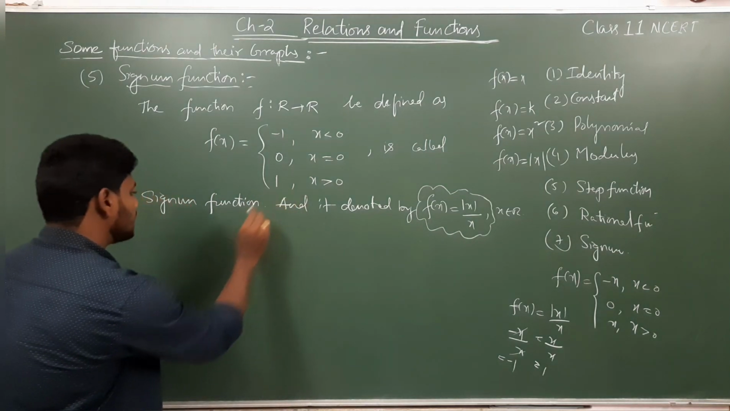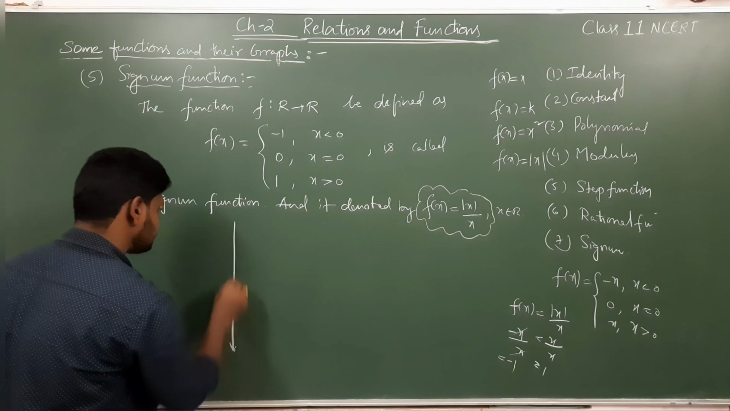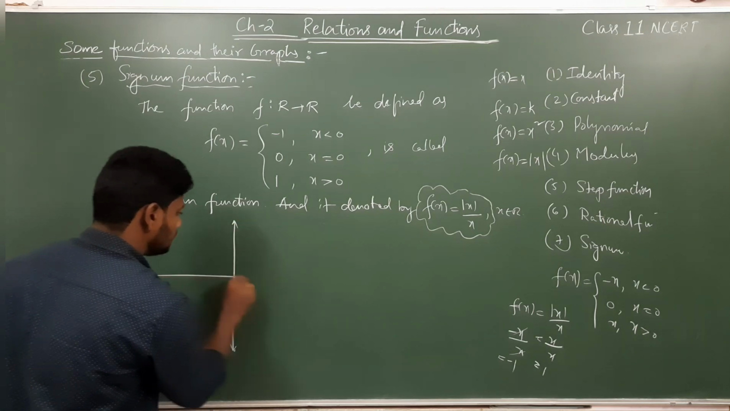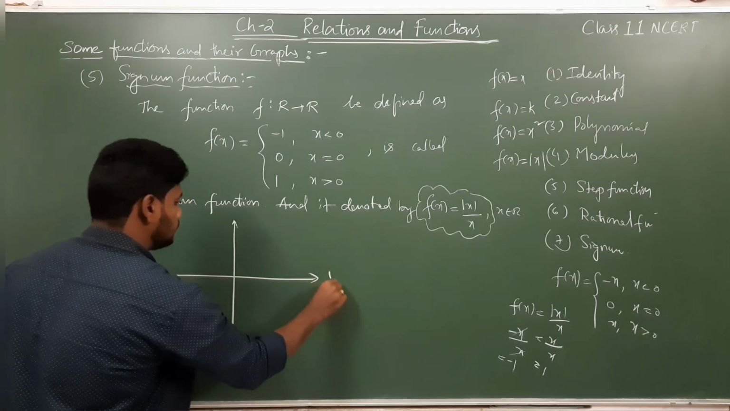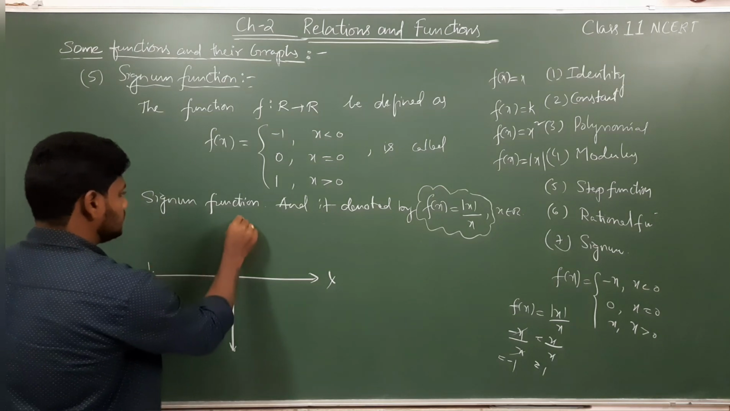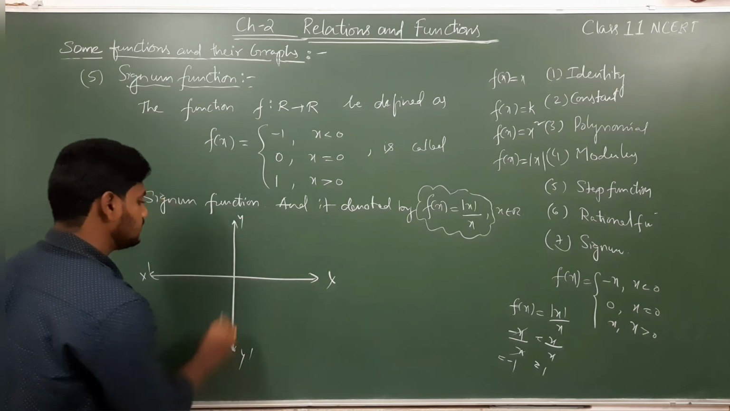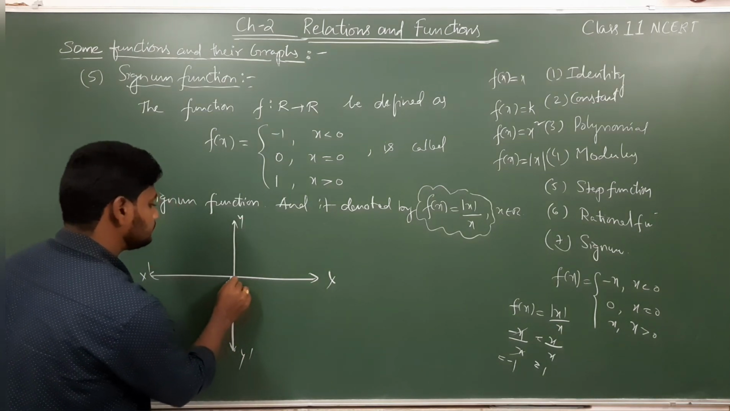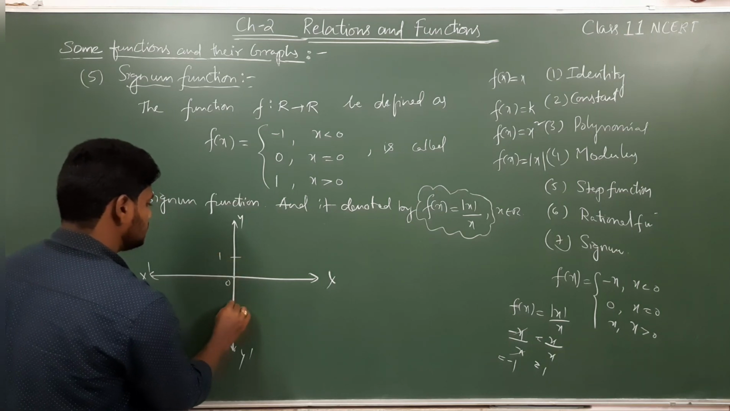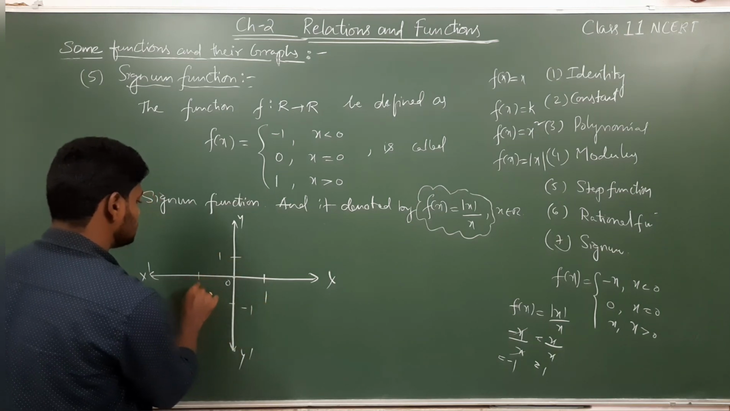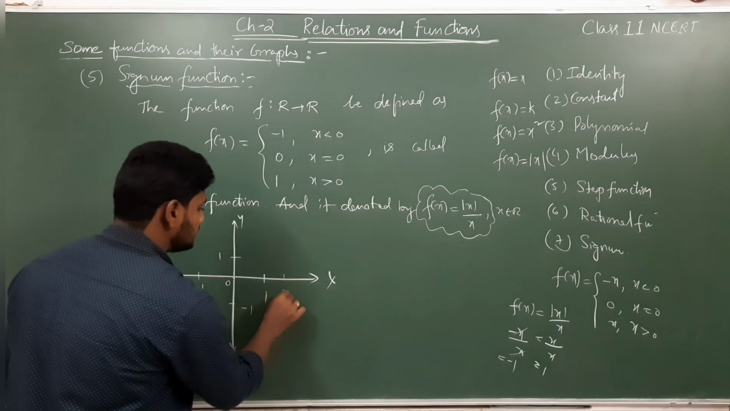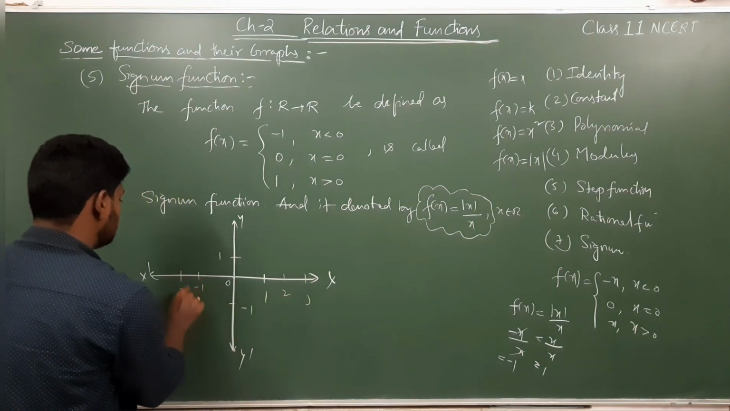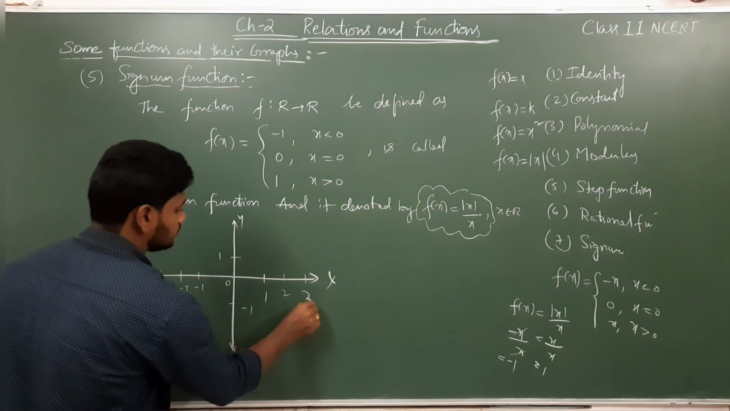Now we need to draw the graph. This is the positive x axis, negative x axis, this is the y axis, and this is y dash. This is 0. This is 1, this is -1, this is 1, and this is -1. And this is 2, 3, -2, -3, and so on.